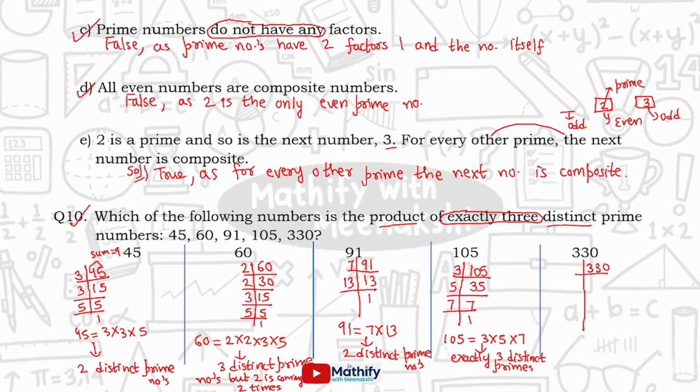Now let's move to the last part, that's 330. As you can see, again the sum of digits is 6, so we can divide by 3. 3 into 1, 3 into 1 and then 0. Now as it ends with 0, you can divide by 2. Just take half, 55. Then you can divide by 5, it's 11, and then you can divide by 11. So here we have 4 distinct primes. 330 is equal to 3 into 2 into 5 into 11. But what we have to find? They are saying that you have to write exactly 3 distinct prime numbers. So the answer is 105.